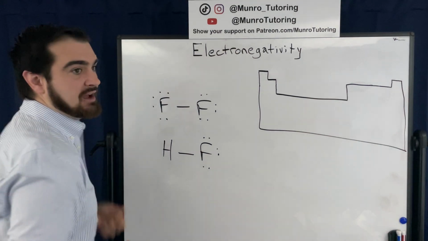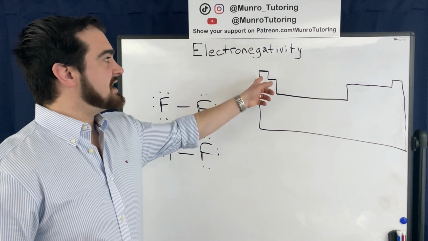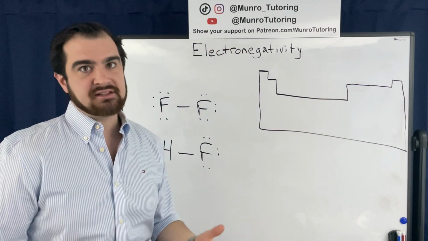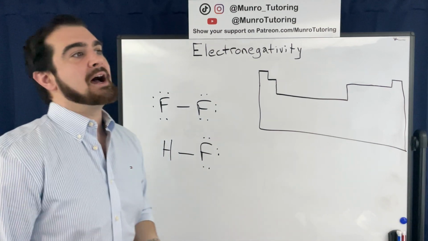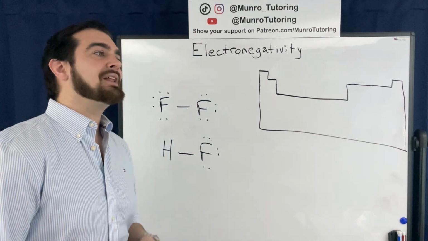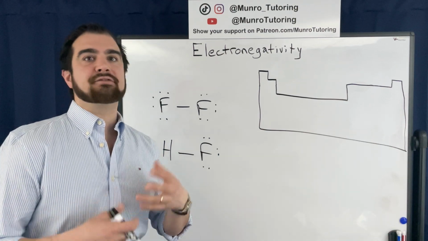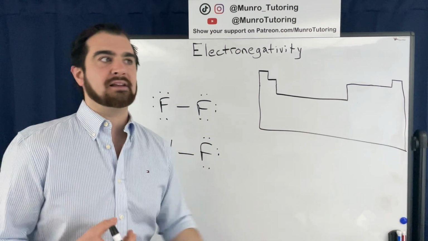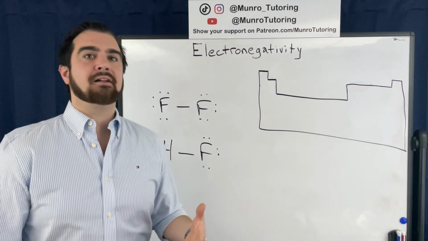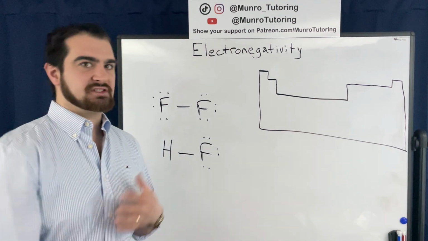Now we have two very different atoms, right? Hydrogen is on the top left of the periodic table and fluorine is right over here. They have different ionization energies and different electron affinities, and we know that they have different attractions to electrons. And so electronegativity is a scale. It's not an intrinsic value that you can determine experimentally, like ionization energy or electron affinity. It's a ranking of the elements that shows how strongly they attract the electrons in a bond.